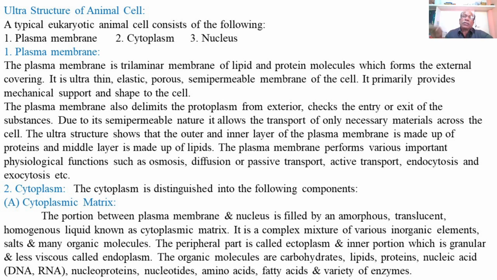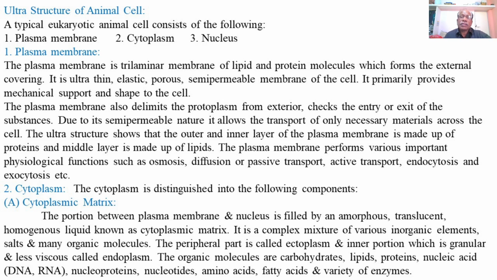The peripheral part of the cytoplasm or protoplasm is called ectoplasm, and the inner portion, which is granular and less viscous or dense, is called endoplasm. The organic molecules are carbohydrates, proteins, lipids, nucleic acids such as DNA, RNA, nucleoproteins, nucleotides, amino acids, fatty acids, and a variety of enzymes, which are present as components of the cytoplasmic matrix.